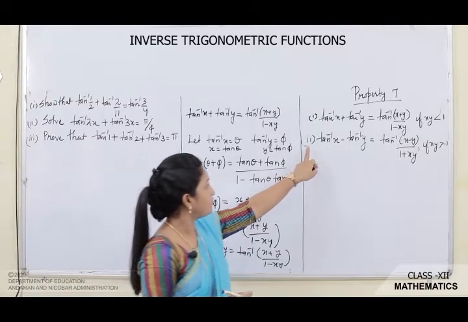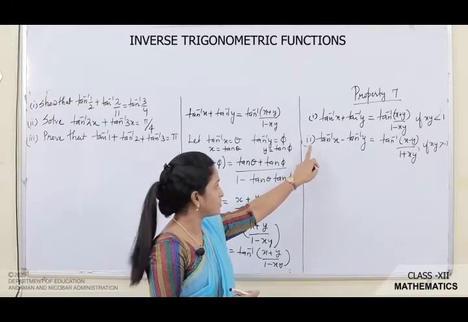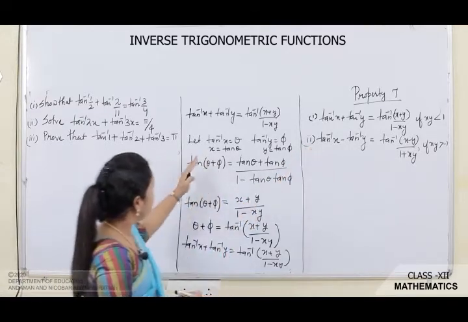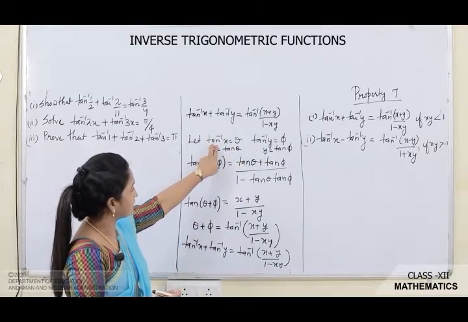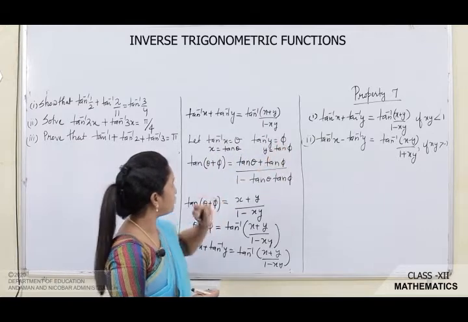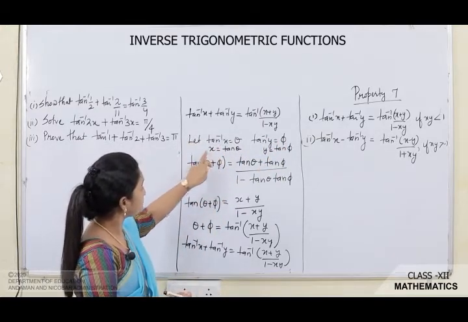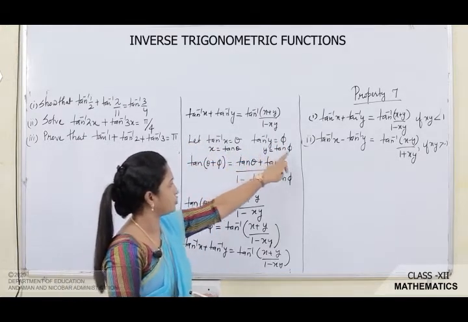Similarly, you can prove property number 2 also. Okay, property 2 also you have to do in the same way. Look here what you have to do: you have to apply the substitution method here. We have taken tan inverse x is equal to theta and tan inverse y is equal to phi, and then from here x is equal to tan theta, y is equal to tan phi.